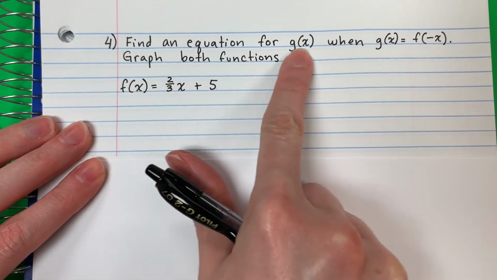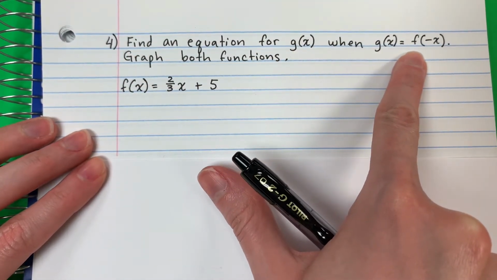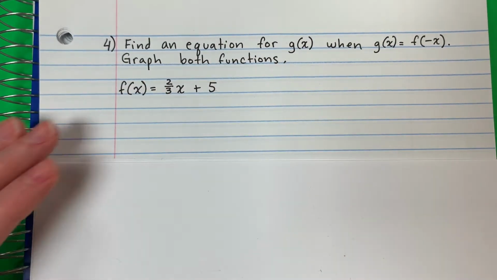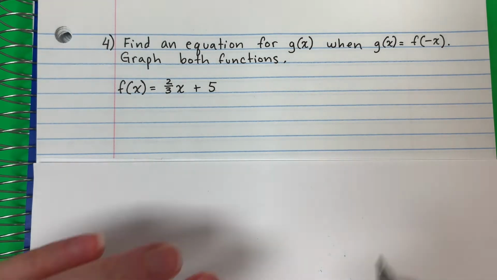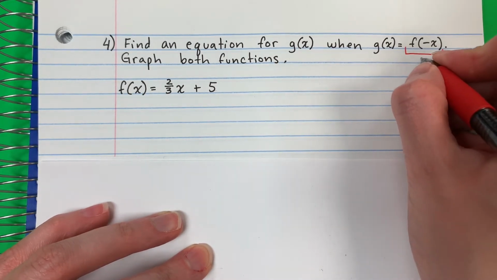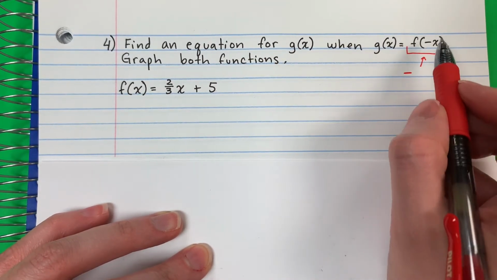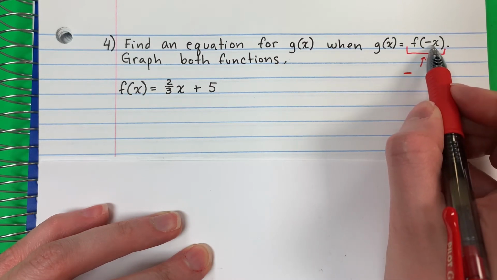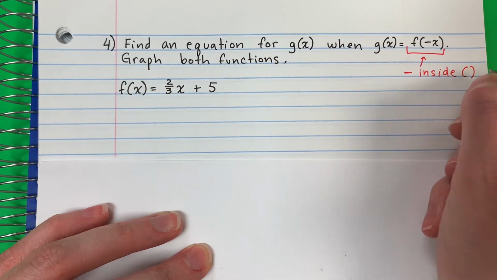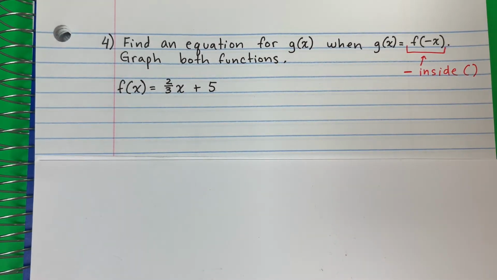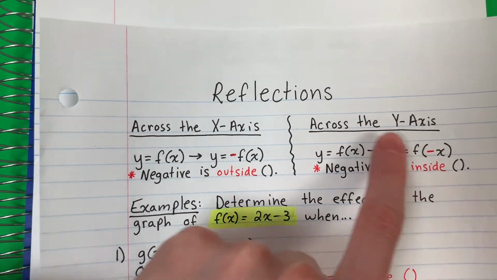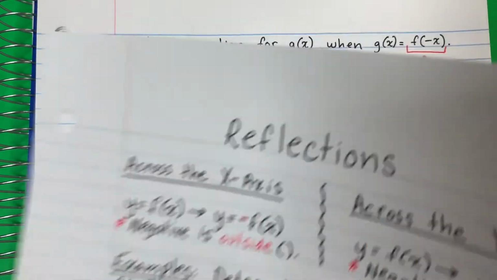Find an equation for g of x when g of x equals f of negative x. Graph both functions. All right, so let's go ahead and take a look here. I have this. Okay, is the minus inside or outside? It looks like inside the parenthesis. Okay, what is inside the parenthesis? Inside, minus, across the y-axis.